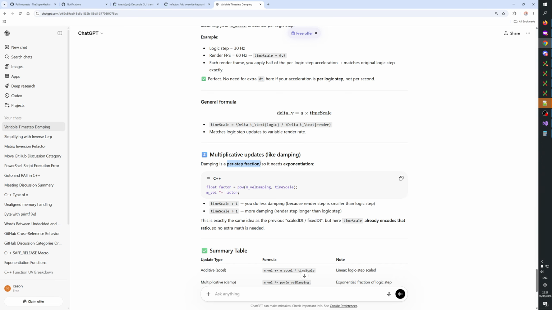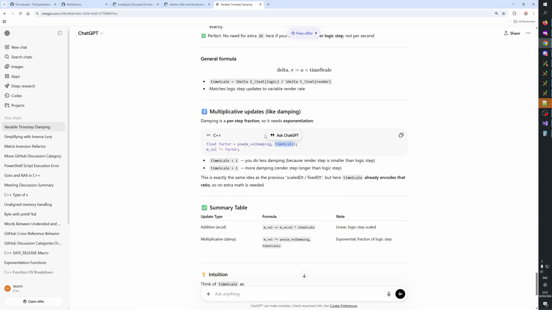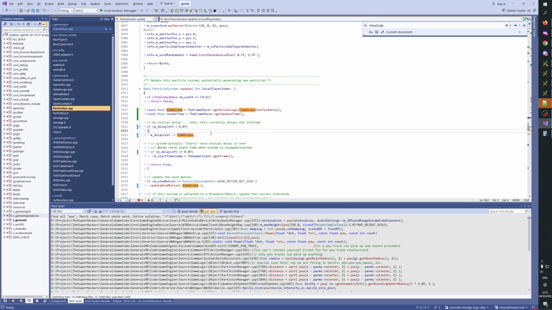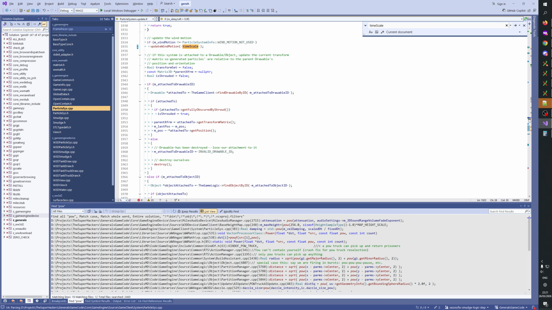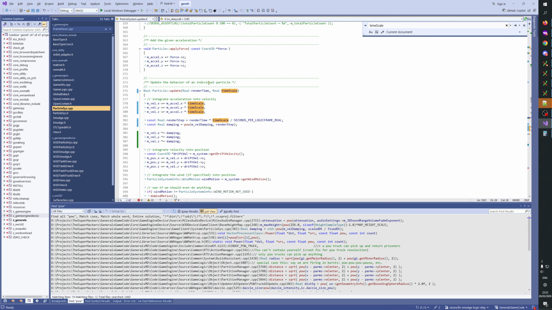Damping is a per step fraction, so it needs exponentiation. Less damping, more damping. Timescale already encodes that ratio, so no extra math is needed. Okay, great. So we can just pass timescale to our exponents. Then we don't need render time anymore. Let's put that here, and remove that, and remove that.